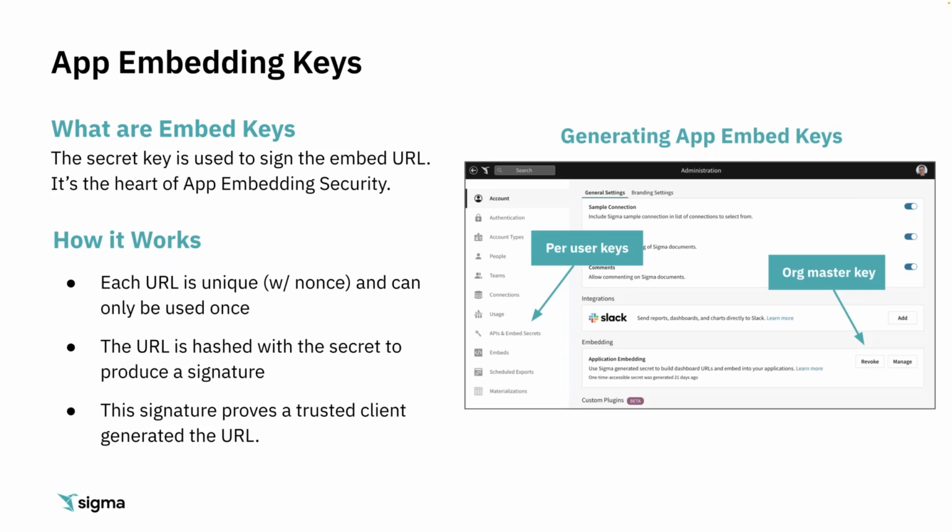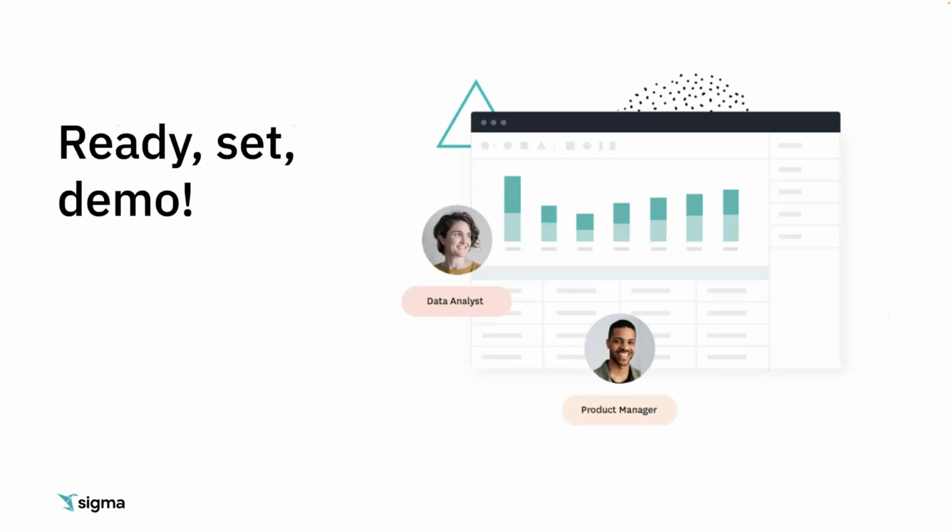And you can generate keys in multiple places inside of Sigma. You can do what I call an org master key, which is on the main admin page under account. There's also a fairly new UI called APIs and embed secrets, where you can generate keys, both embedded and API keys. They're different types of keys, but you can generate these keys per user. That's a nice way if you want to give out embedded keys to developers, for example, and the permissions on those keys will also match the permissions that those users have, which also allows for key rotation.